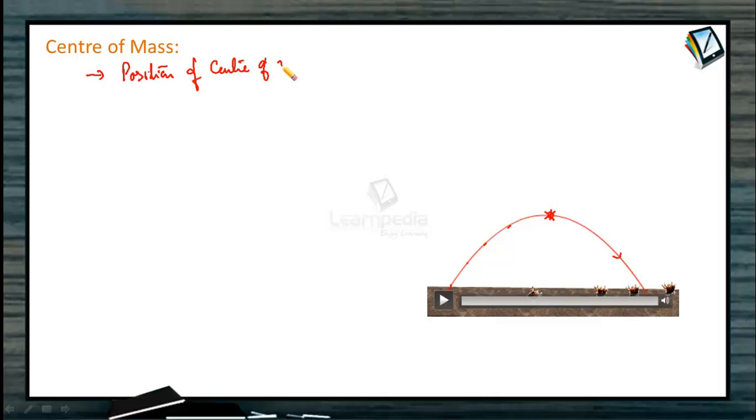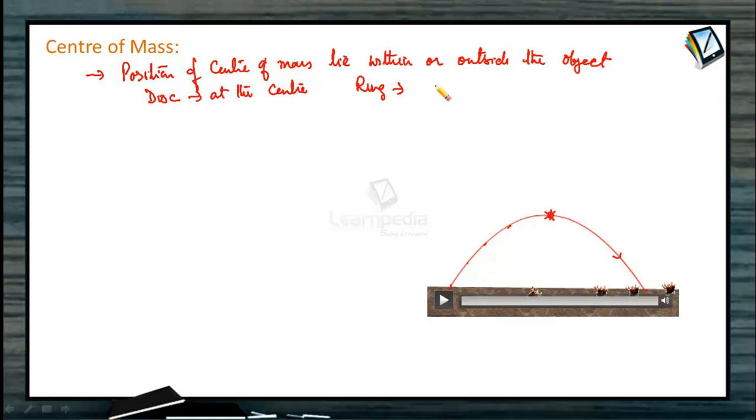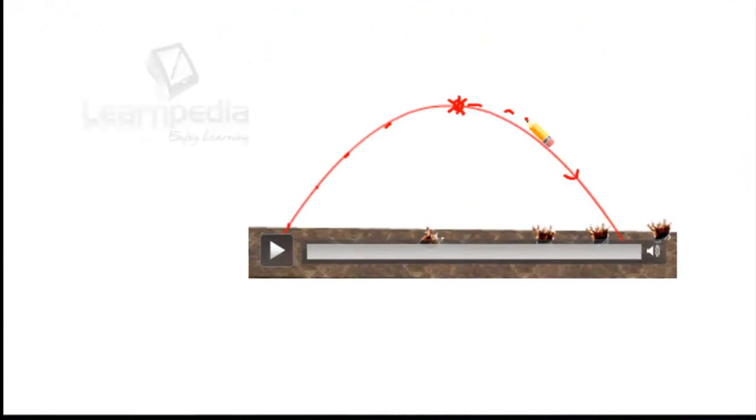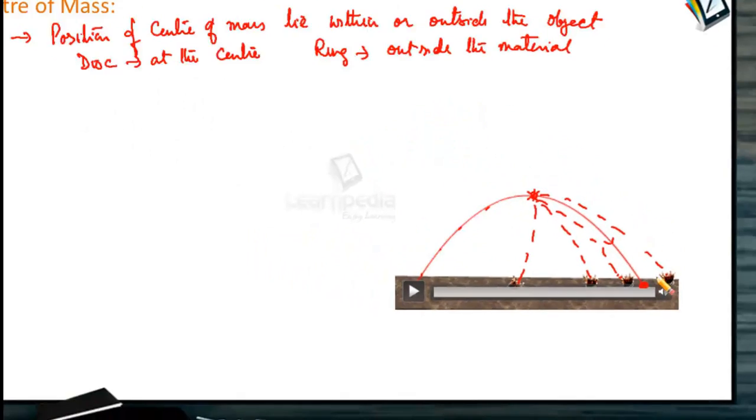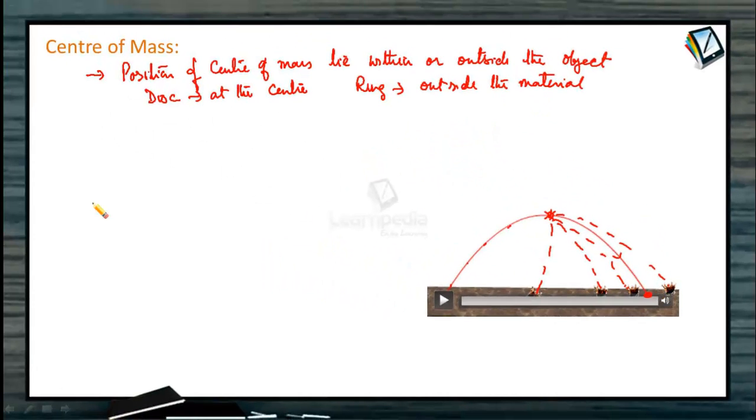The position of the center of mass may lie within or outside the object. For example, in the case of a disk, it is at the center. In the case of a ring, it is at the center, but there is no material at the center, so we can call it outside the material. In this case, till the bomb is a single piece, the center of mass is within the body. Here, every particle is moving in a different direction, but the center of mass is moving like this. There may not be any particle at the center of mass. So the center of mass can lie outside also.